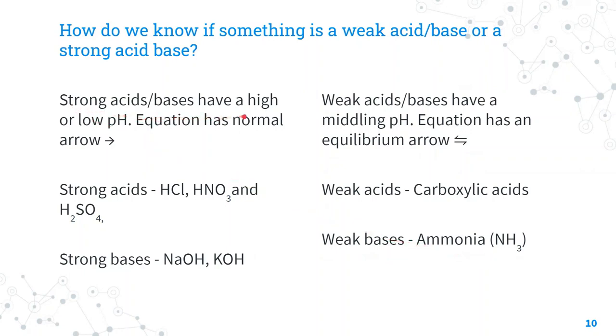Strong acids or bases will have a very high or very low pH, so something like 1 or 2 would be a strong acid. And you'll notice the equation will have a normal arrow like this to signify that all the reactant we put in is converted into ions. Examples of strong acids are HCl, nitric acid, and sulfuric acid. Examples of strong bases are NaOH and KOH.